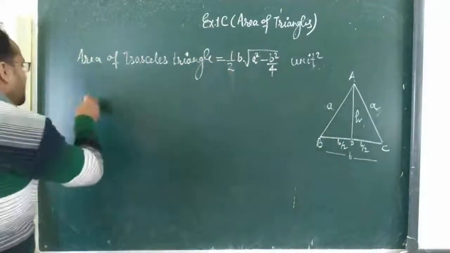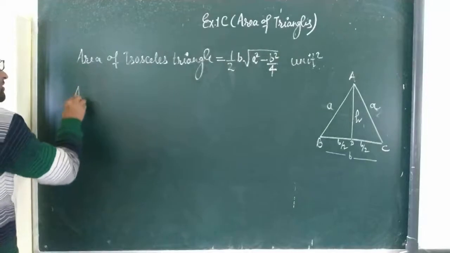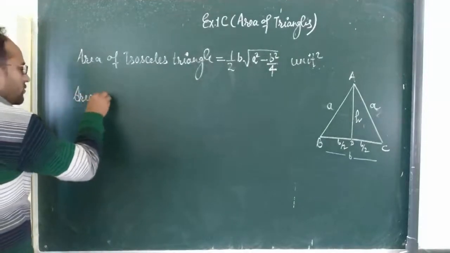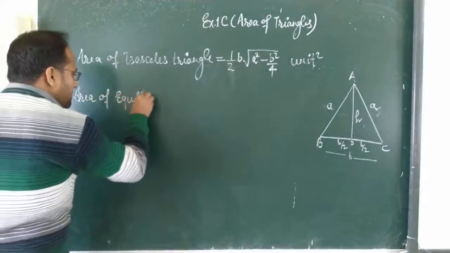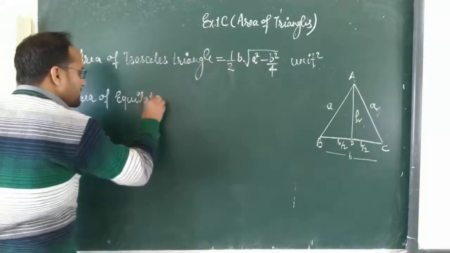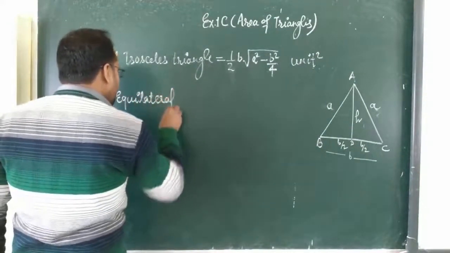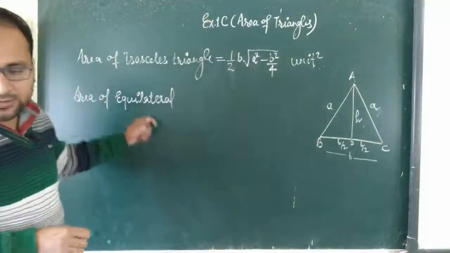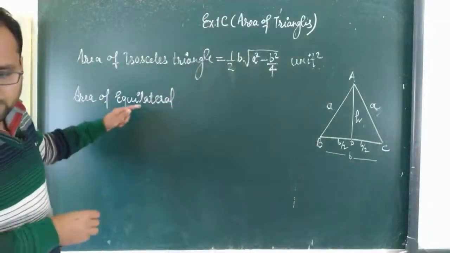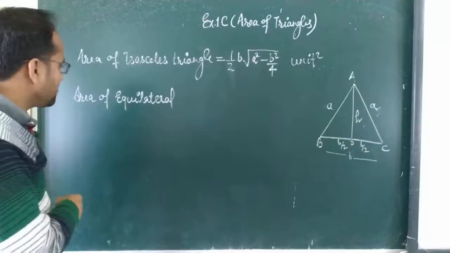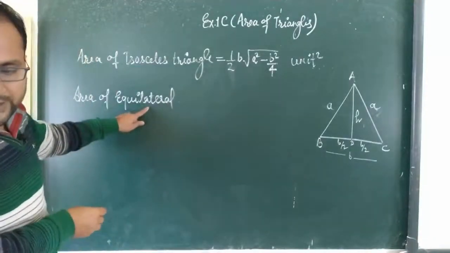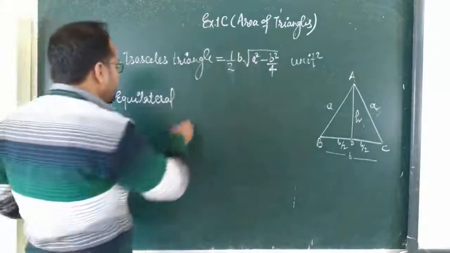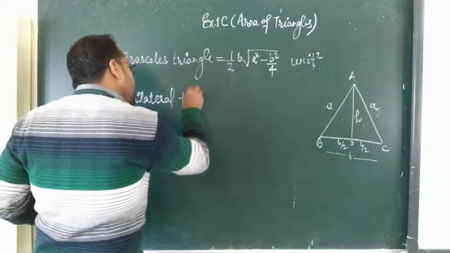Now the area for an equilateral triangle. Equilateral triangle means that all sides are equal. Area of an equilateral triangle means all sides are equal.